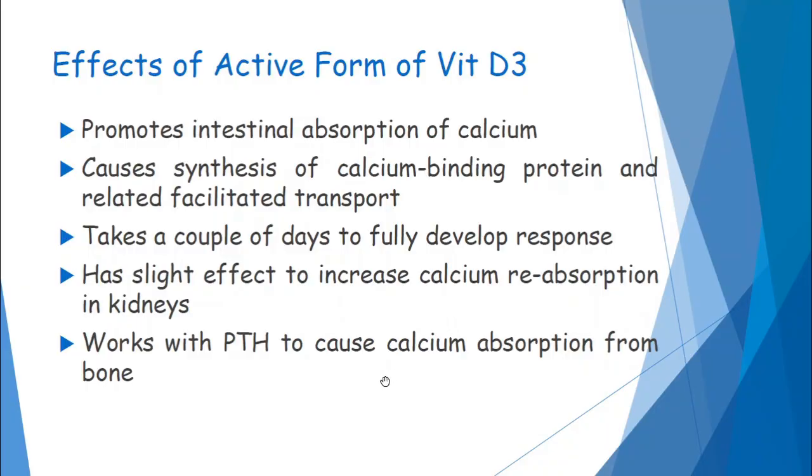So, what are the effects of the active form of vitamin D3? It promotes intestinal absorption of calcium, causes synthesis of calcium binding protein and related facilitated transport. It actually takes a couple of days to fully develop the response, has a slight effect to increase calcium reabsorption in the kidneys, and it also works with the parathyroid hormone to cause calcium absorption from bone. Thank you.